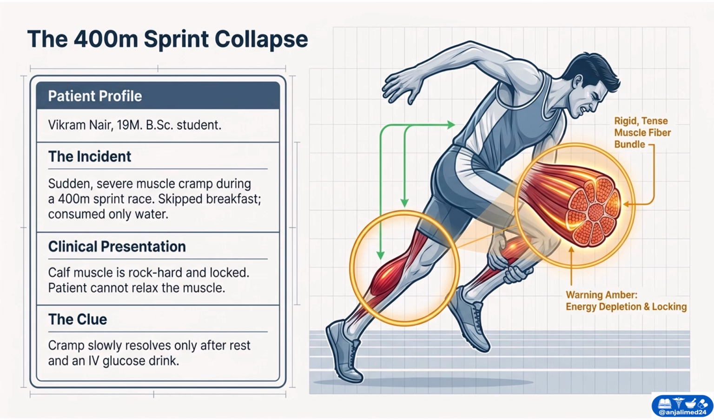So, what exactly happened? What is the physiology? To understand this, we must revisit the role of ATP in muscle contraction. During intense exercise such as sprinting, skeletal muscles require an enormous amount of ATP. ATP is essential not only for generating force but also for muscle relaxation.